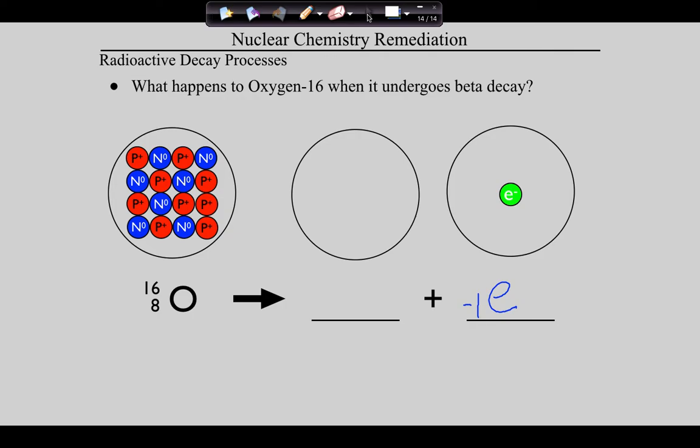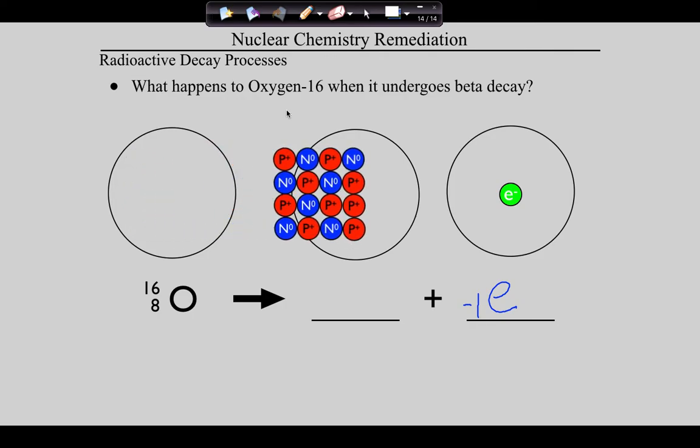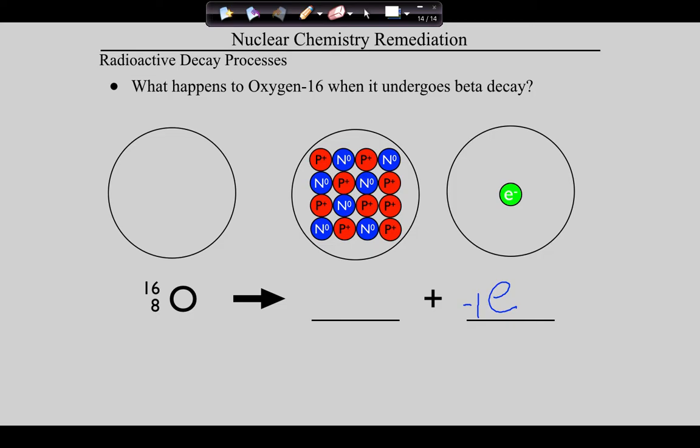But when it does, look at what is then formed. This is our other product. And if we count the number of protons, you'll notice that we've got 1, 2, 3, 4, 5, 6, 7, 8, 9. So this is no longer oxygen, element 8. This is now fluorine, element 9.